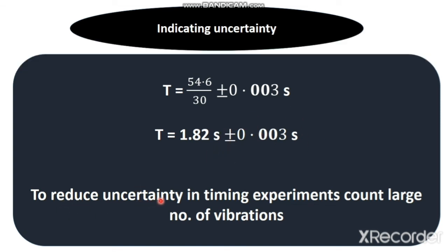Remember that if you want to reduce the uncertainty in a timing experiment, the number of vibrations must be counted large. So for a large count of number of vibrations, uncertainty will be reduced in the timing experiment.